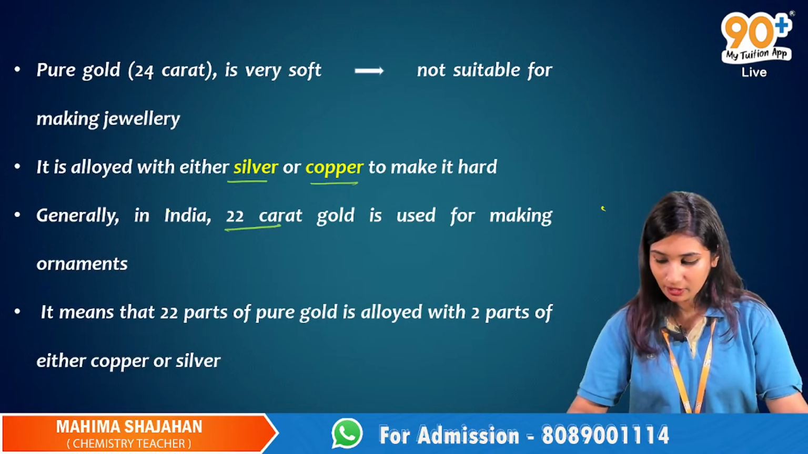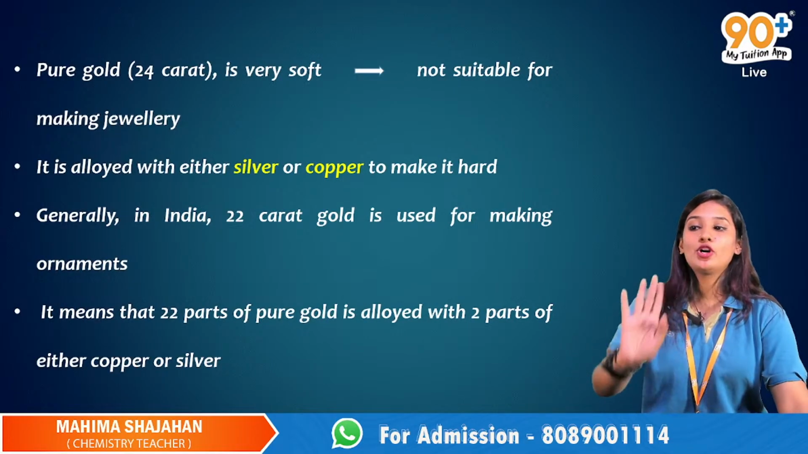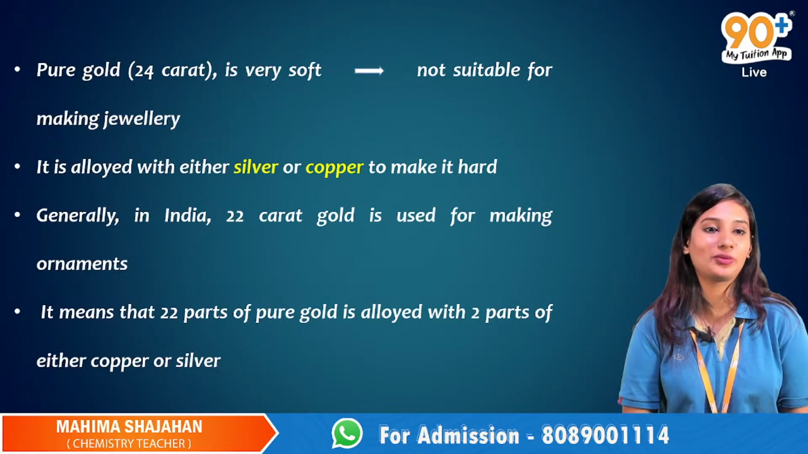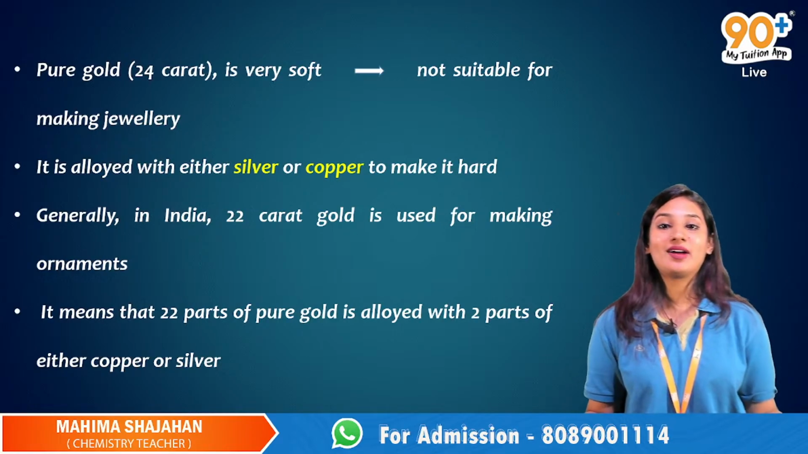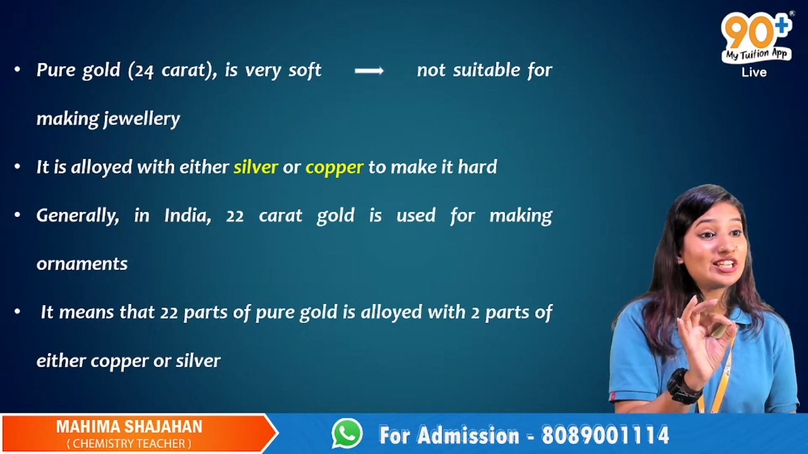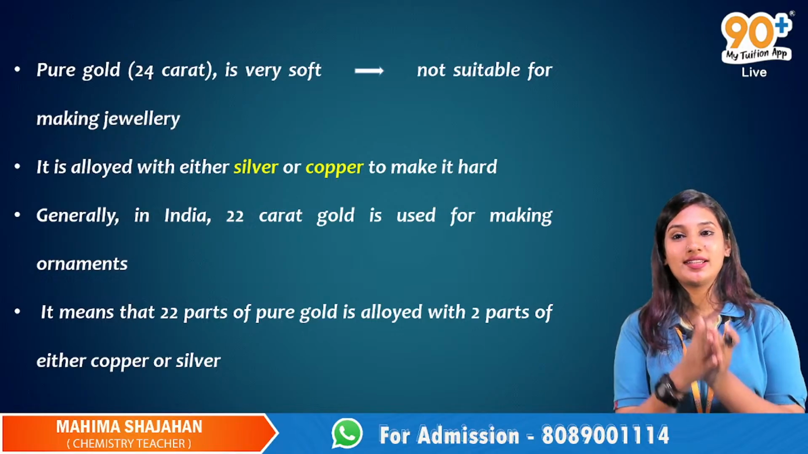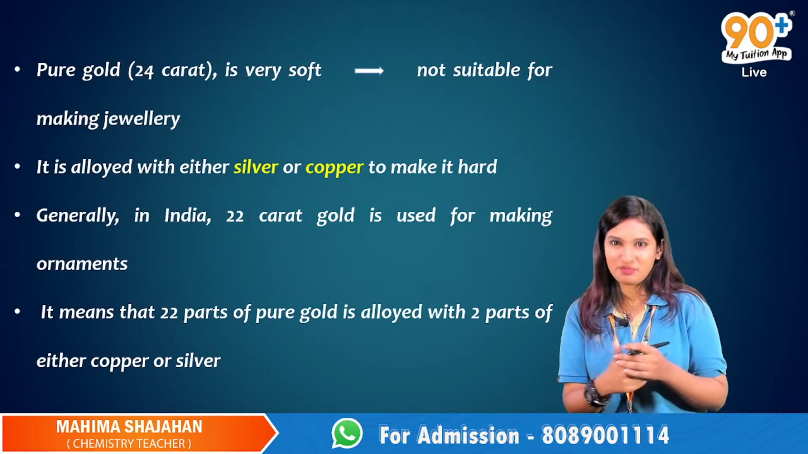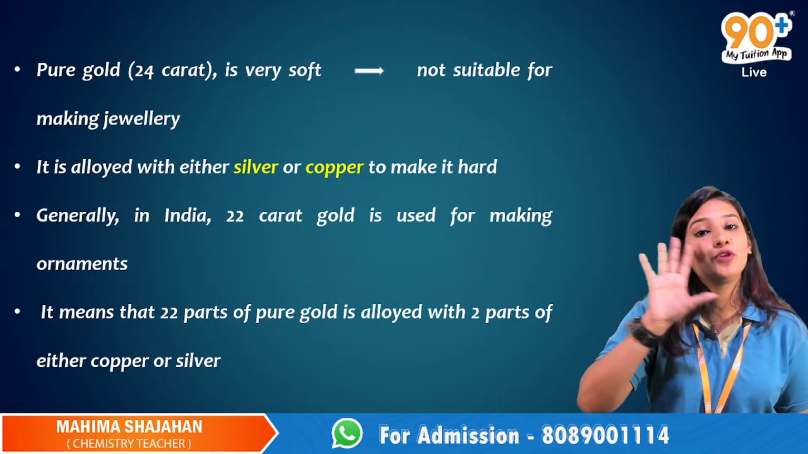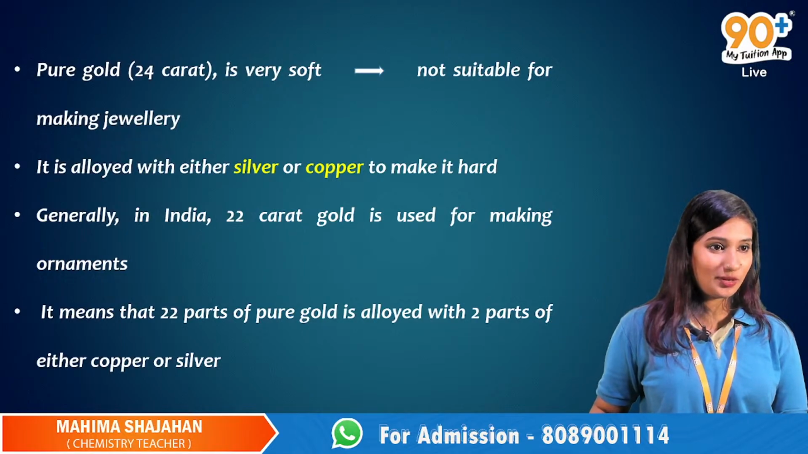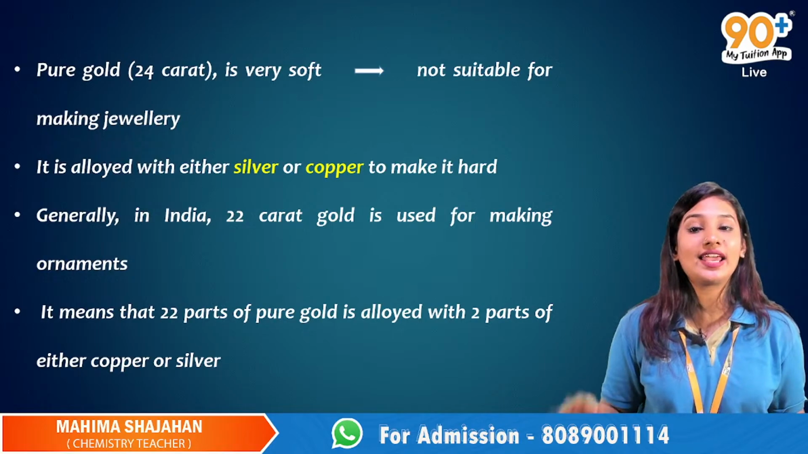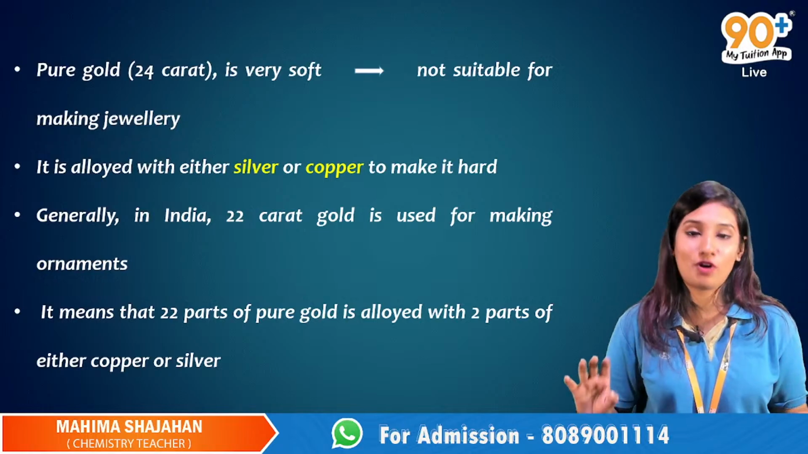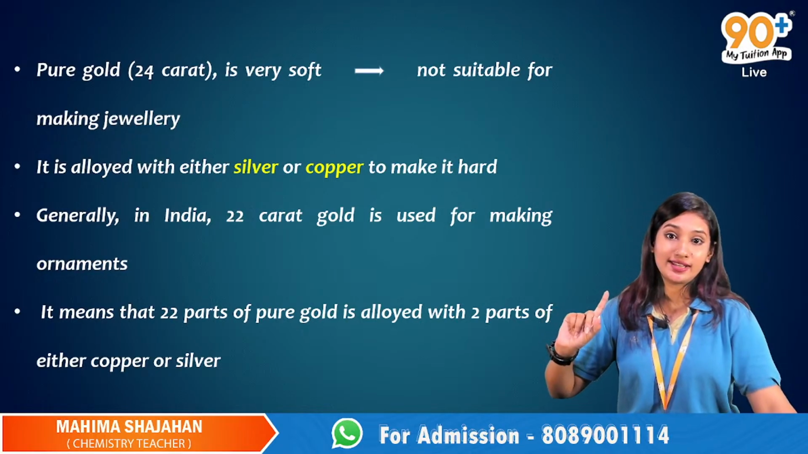Now, the last topic. Pure gold is 24 karat, that we all know. I'll show you the slide, don't worry. Pure gold is nothing but 24 karat gold, but it is actually very soft. So when we make ornaments, the resistance will be low because it's not that hard. So pure gold is never used to make jewelry. It is often alloyed with either silver or copper, and that alloy is what we use to make jewelry.